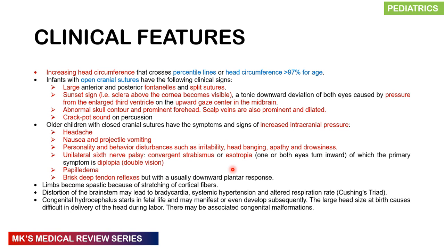Now, what are the clinical features? The most significant thing that you'll be able to notice firsthand is the increase in head circumference. So here, if it crosses the major percentile lines, or the head circumference is greater than the 97th percentile for that age, then we do consider this as hydrocephalus.